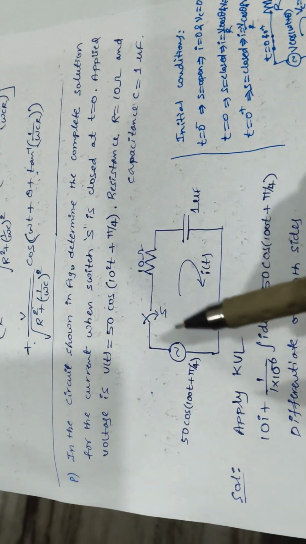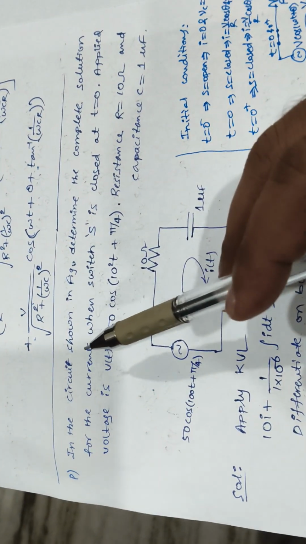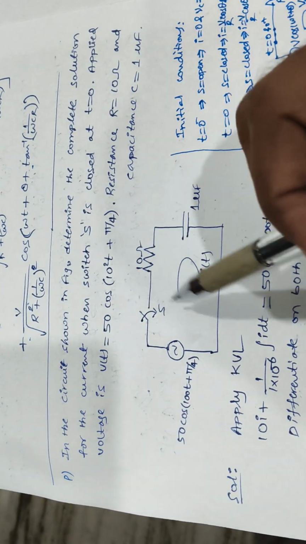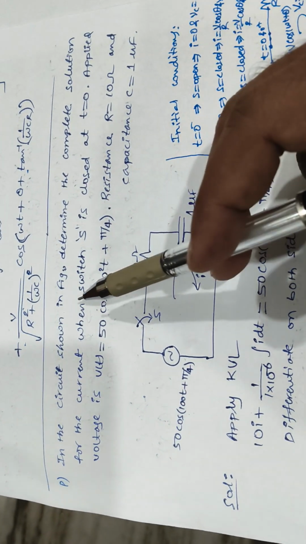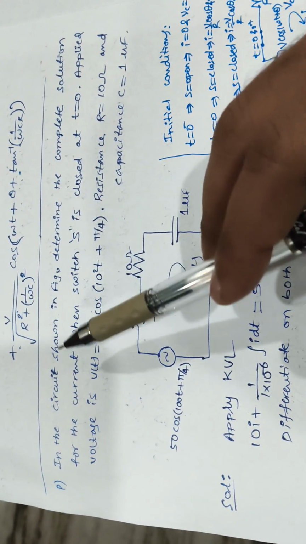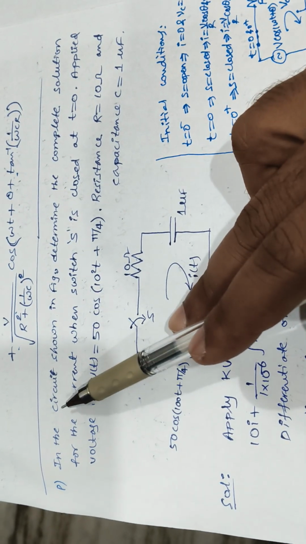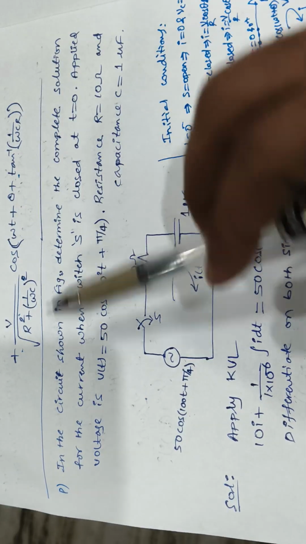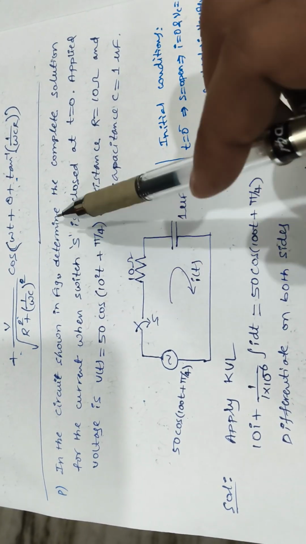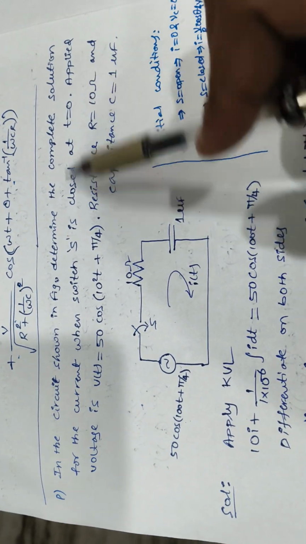Hi everyone. In the previous session, we have seen the sinusoidal response of RC circuit with AC excitation. So in today's session, we'll see the problem on that topic. The problem statement is: in the circuit shown in the figure, determine the complete solution for the current when the switch S is closed at t equal to 0.